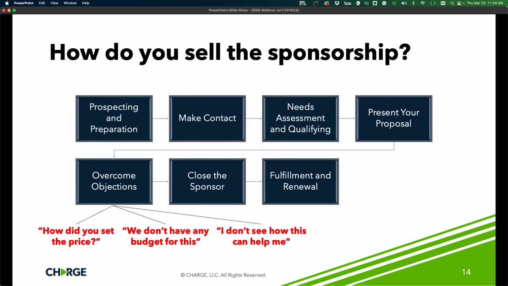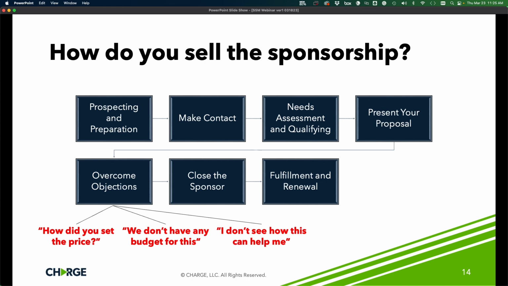Now, the sponsorship sales process is very similar to the traditional sales process. If any of you in this audience have had sales training, you'll recognize this process because it's used in the sales profession worldwide. It's prospecting and preparing to sell. It's doing your research about companies that align with your sponsorship. It's making contact either through a deal opening email, through a LinkedIn message, through a phone call, and providing your marketing deck. It's doing your needs assessment conversation and qualifying the prospective sponsor.